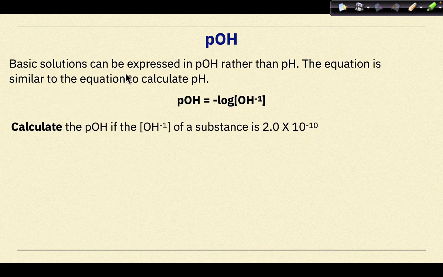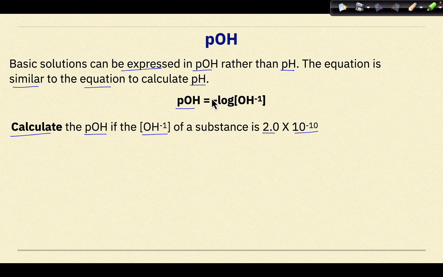Basic solutions can be expressed in pOH rather than pH. The equation is similar to the equation to calculate pH. pOH is equal to the negative log of the hydroxide ion concentration. Calculate the pOH if the hydroxide ion concentration of a substance is 2 times 10 to the negative 10.